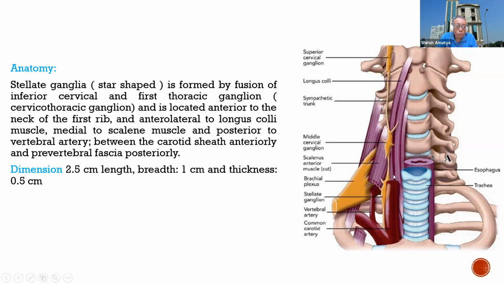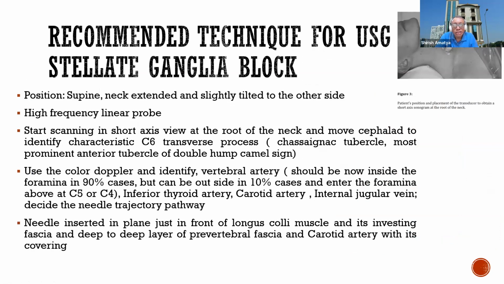So ideally, we use ultrasound to first identify the C6 vertebra, and then we can inject at this level, giving a large volume of drug, or we can even go down and block at the level of C7 and block the stellate ganglion. So basically the recommended technique for stellate ganglion block with ultrasound is with the patient supine with neck extended and slightly turned to the opposite side of where the block is to be given. And we usually use a high frequency linear probe as shown in this picture.